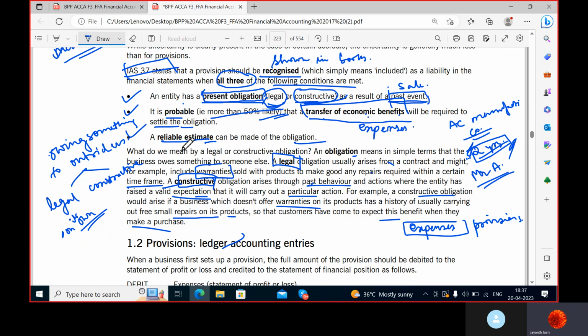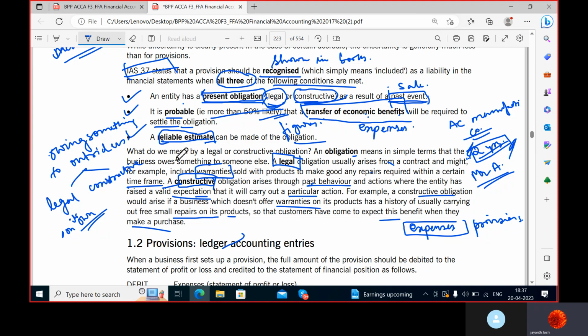And for this third thing, see, in accounts, everything is shown in terms of figures, na? So we have to make a reliable estimate that this might be the expenses with regard to provision. We can incur this kind of expenses. So that is about a reliable estimate. The reliable estimate can be made of the obligation.